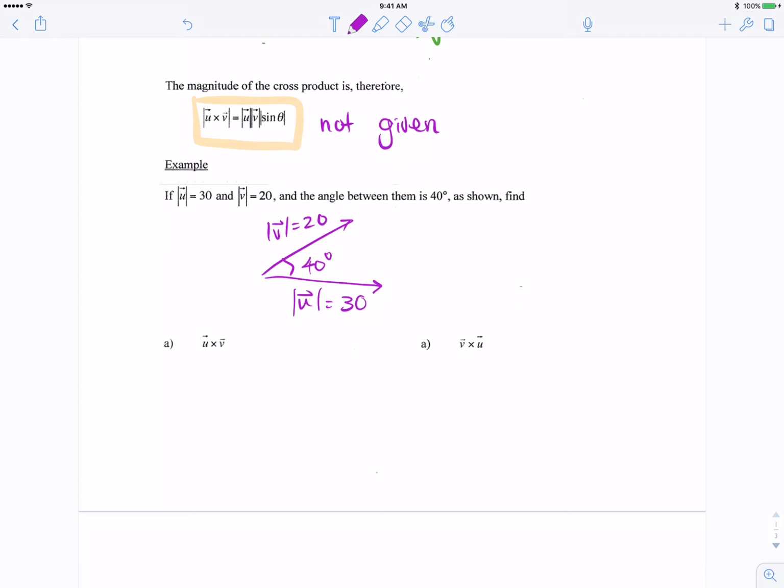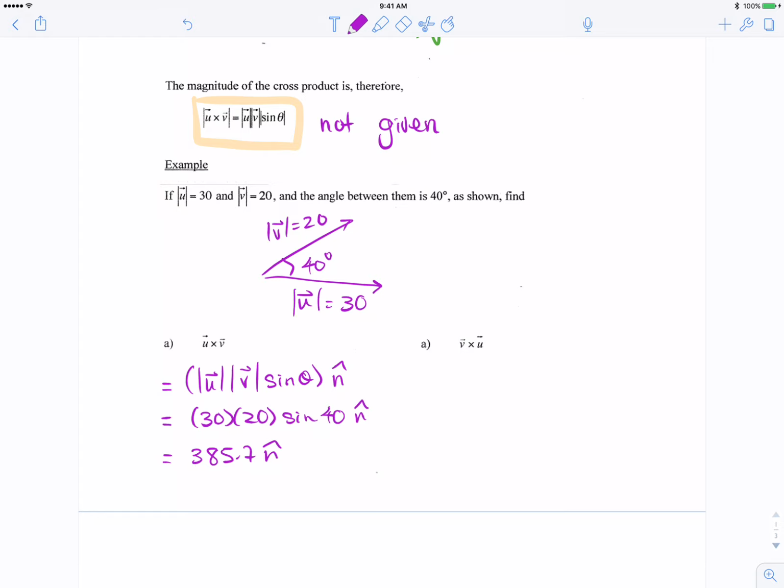This is important, and you'll see here. So just looking for the cross product. Remember, I'm looking for the magnitude of U, the magnitude of V, times the sine of the angle, with my n hat. Magnitude of U, not a big deal. 30 times 20 times the sine of 40 degrees. So that's my cross product.